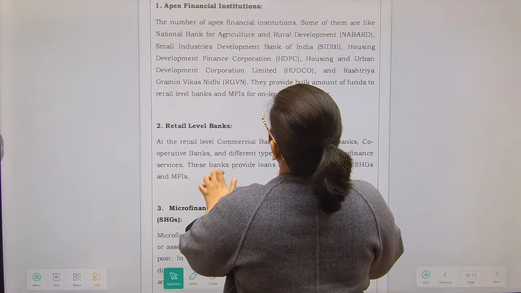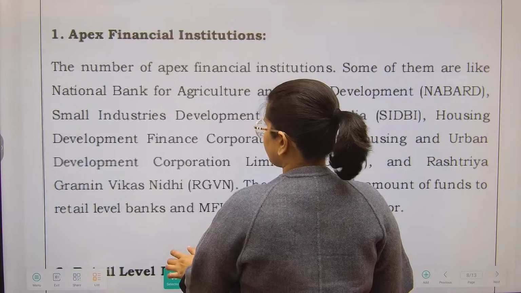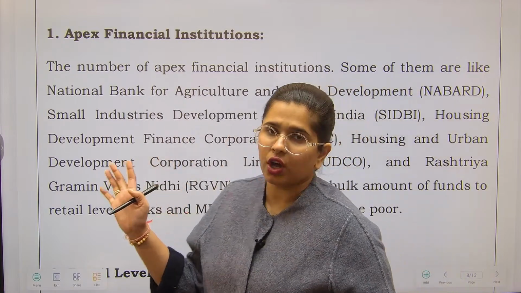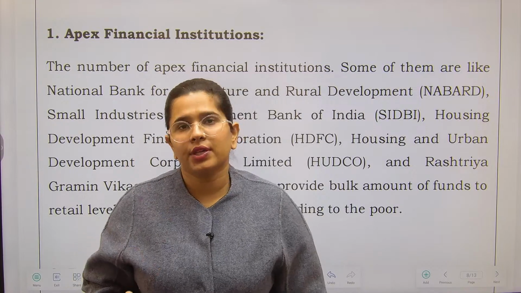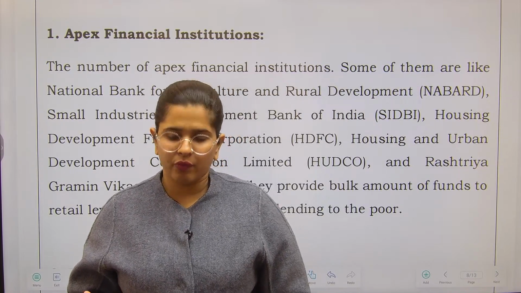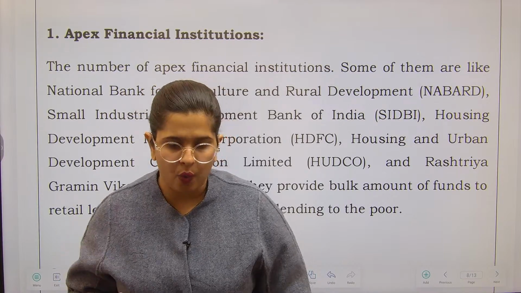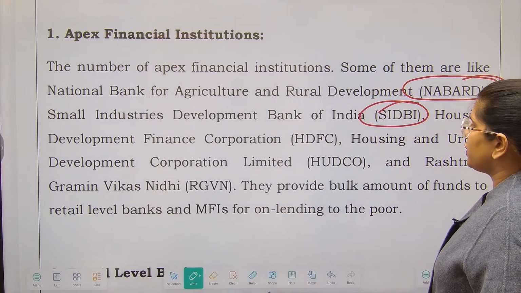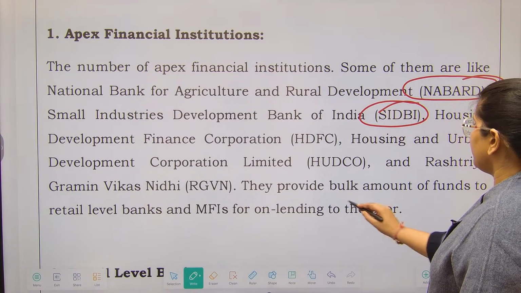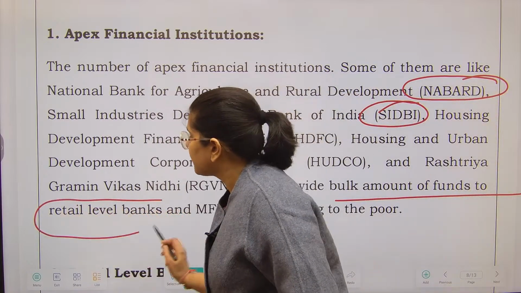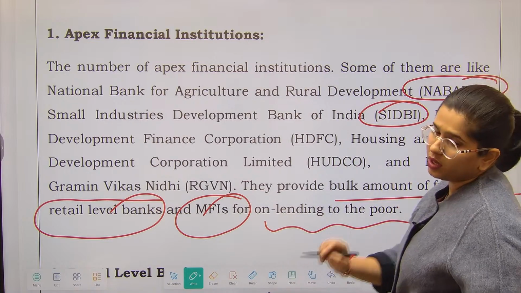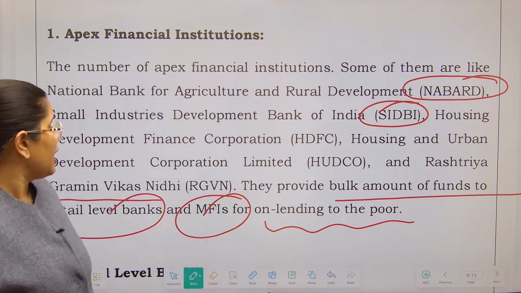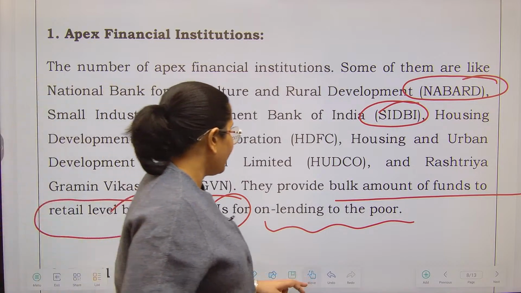First of all, we have the apex financial institutions. Right? So apex financial institutions, see this, we just saw the diagram, right? We have got the broad points, and now we are going to elaborate those broad points so that we understand what is the kind of institutional setup that we are witnessing right now. So apex financial institutions, there are a number of financial institutions like NABARD, Small Industries Development Bank, HDFC, HUDCO, and such kind of Gramin Vikas Nidhis. What they do is they provide bulk amount of funds to the retail level banks as well as the microfinance institutions for on-lending to the poor. If they want to give funding to the poor related to microfinance, they provide loans not just to the microfinance institutions but also to the retail level banks because they have bulk level of funding.